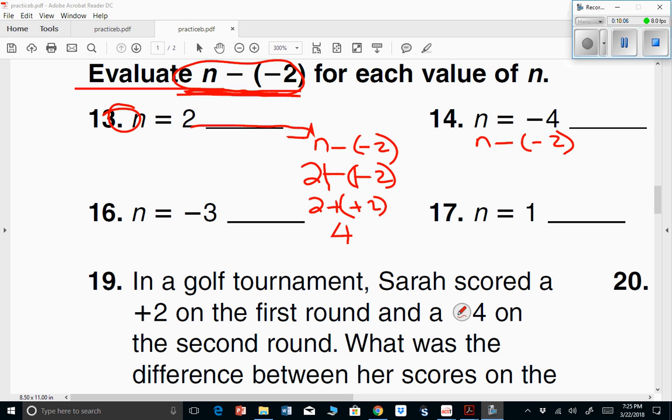Only this time, n equals negative 4. So we take that negative 4 and we plug it in place of n. So it's negative 4 minus negative 2. We've still got that minus a negative situation going on, so we can change it to an addition problem just like that. And then follow our rules for addition. We are now adding two numbers whose signs are different. So we really subtract 2 and keep the sign of the one with the bigger absolute value. So our answer is negative 2.